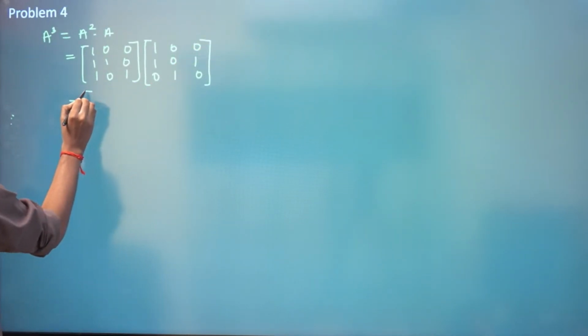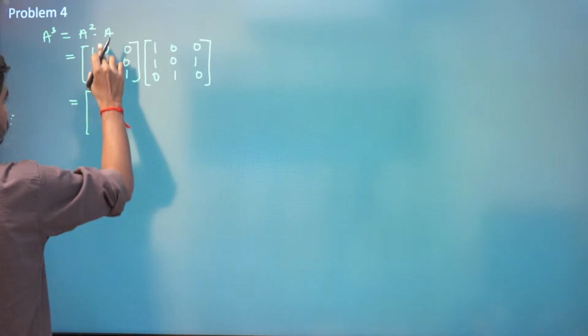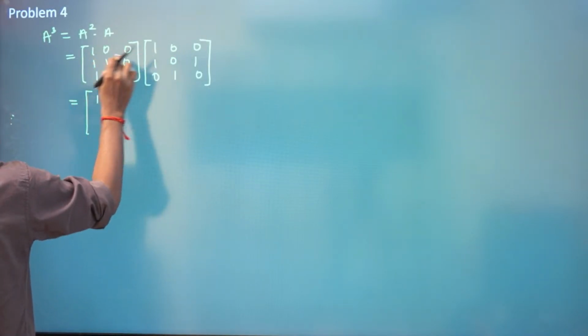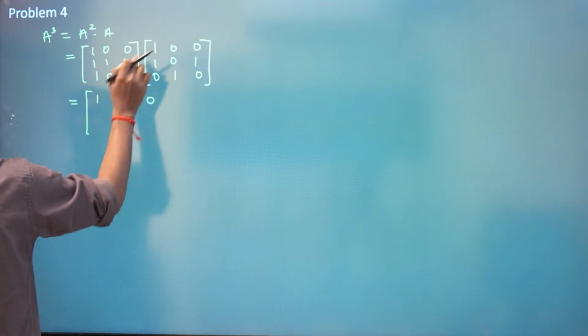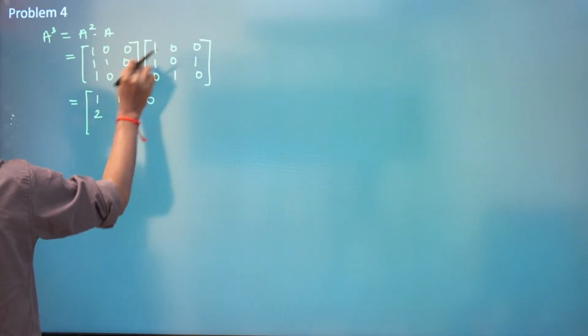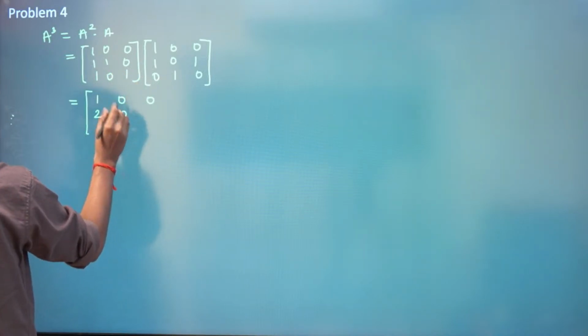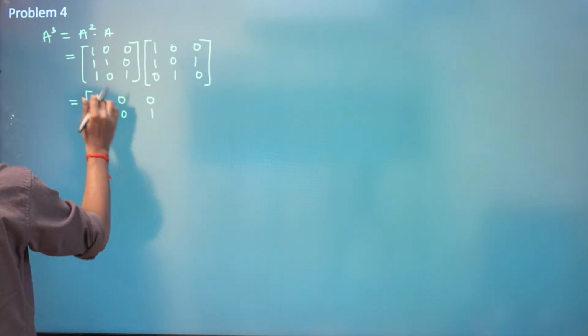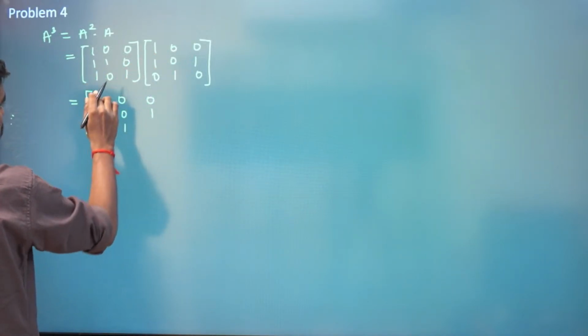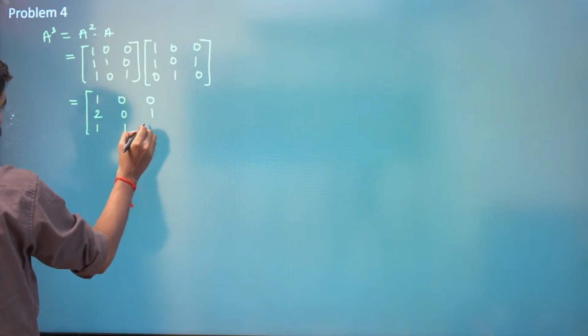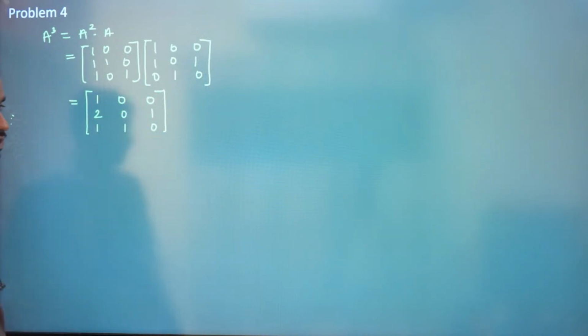So again you do multiplication. 1 into 1, 0 into 1, 0 into 0, 1 into 0... 1 into 1 into 1 will be 2... This is A cube, right? So A cube is given by [1 0 0], [2 0 1], and then [1 1 0].